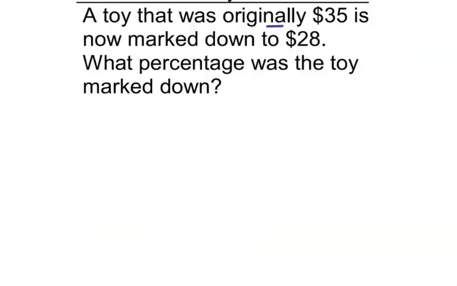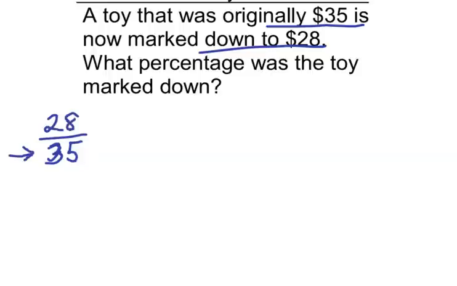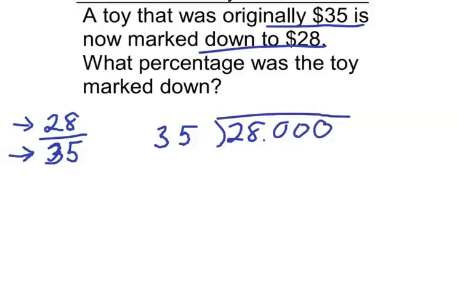A toy was originally $35 and it's now $28. What percent was the toy marked down? Okay, well, to find out what the percent markdown was, first we find what percent you paid. If it was originally $35, that was the total amount, and now it's 28. So here's the total, here's the part. So we basically need to divide 28 by 35, right? That'll give us how much we did pay.